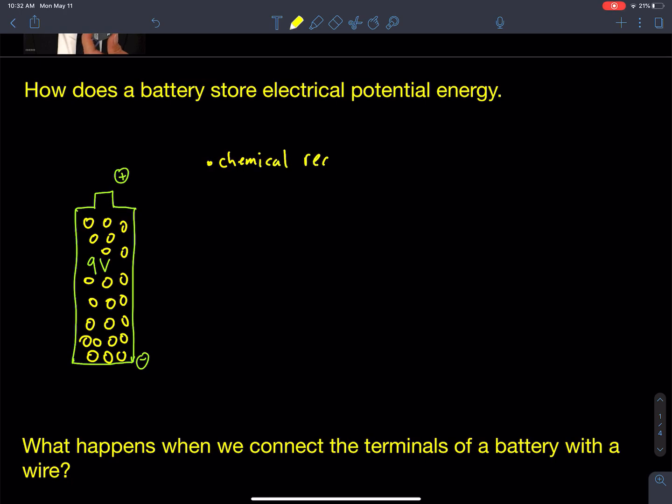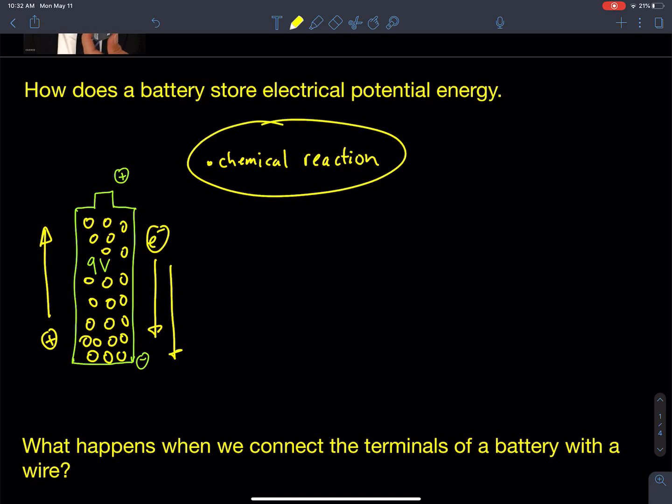A chemical reaction is performed inside of the battery to move, for example, the electrons in that direction. The protons don't actually move because they're stuck inside of the nucleus of an atom, but for the sake of simplicity, you can imagine that the negative charge moves down in that direction. It uses the chemical energy of the chemical reaction to do the work to move the negative charges onto this side, and the positive charges stay on the other side.